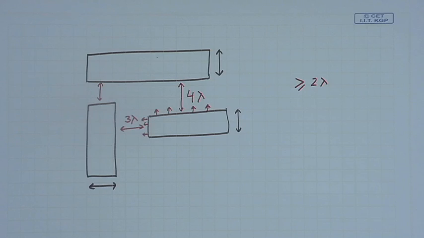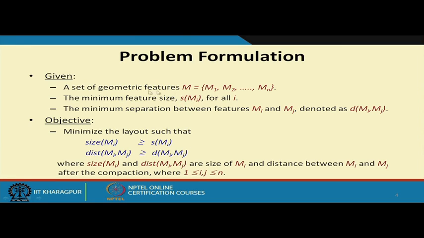Okay. So, there are two kinds of constraints which are specified. One is the minimum feature size. So, for each of the geometric features, this SMI will indicate typically the minimum width, or in some cases also height and width, and the minimum separation between every pair of Mi and Mj.